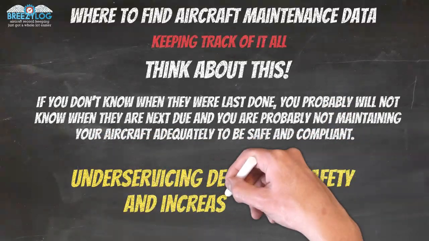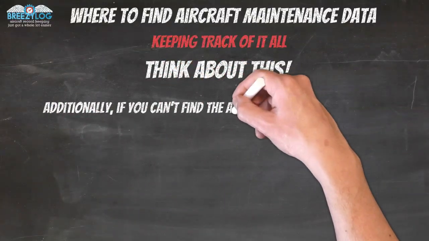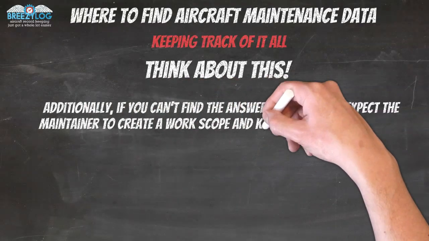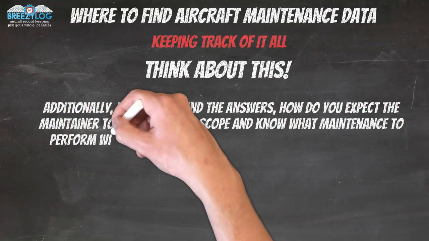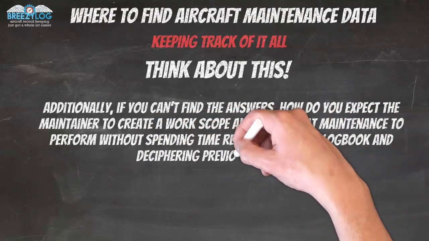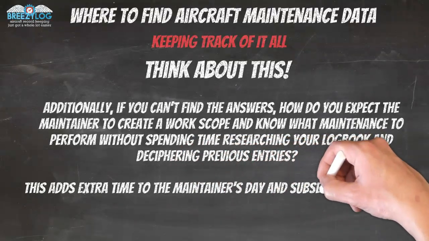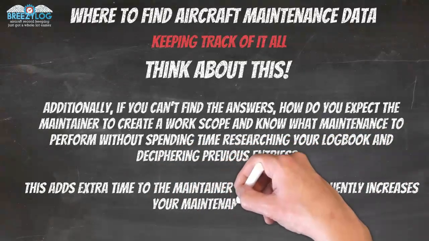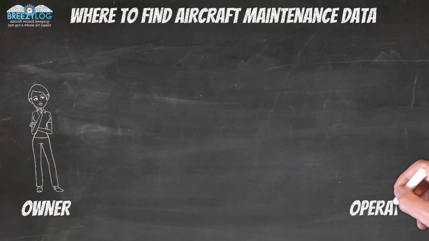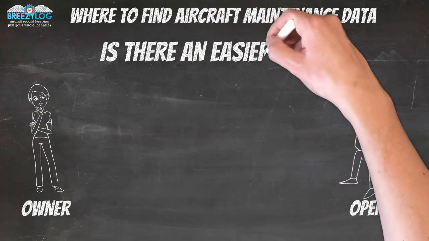Underservicing decreases safety and increases costs. Additionally, if you can't find the answers, how do you expect the maintainer to create a work scope and know what maintenance to perform without spending time researching your logbook and deciphering previous entries? This adds extra time to the maintainer's day and subsequently increases your maintenance costs. We know it sounds complex, and it is, and you are probably asking, is there an easier way?